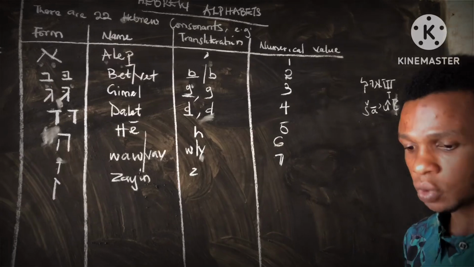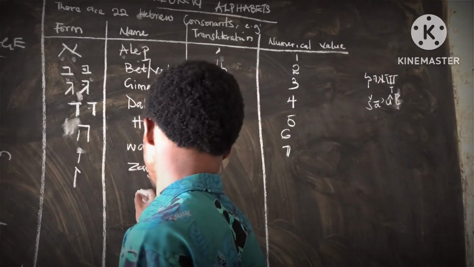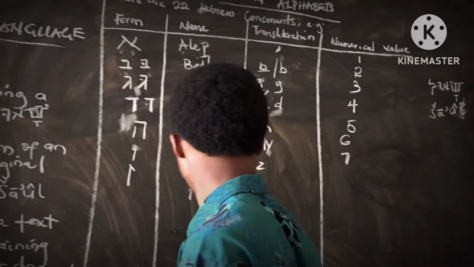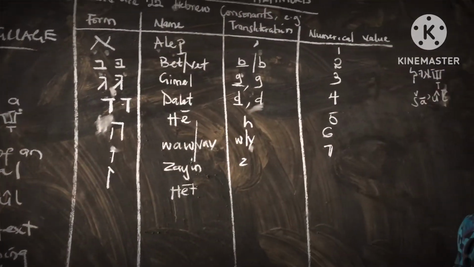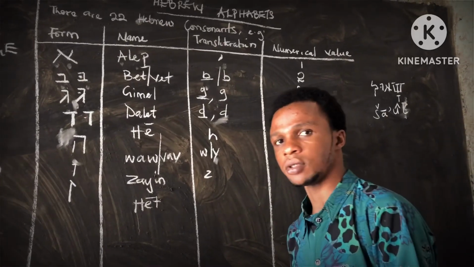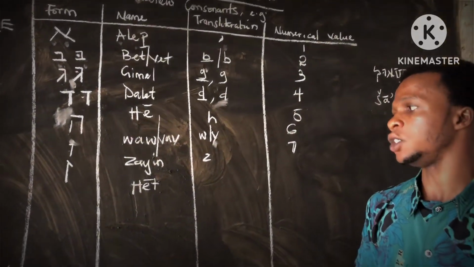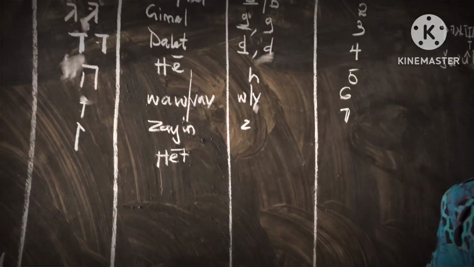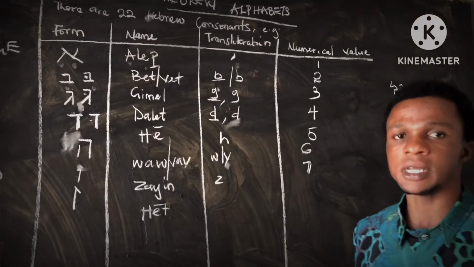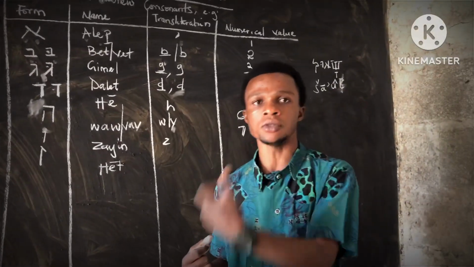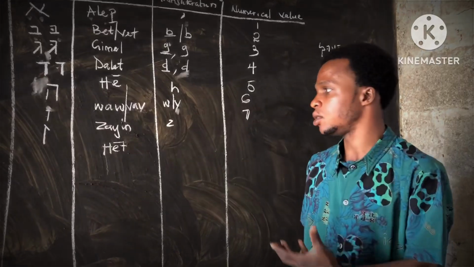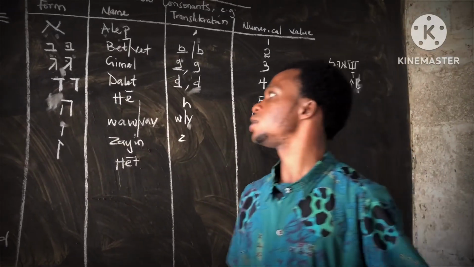The next one is what we call Het. When you pronounce this, you pronounce it using your throat. This letter is one of the guttural letters. By the time we get there, we are going to see the guttural letters. They are letters you pronounce using your throat. So we have it pronounced as Het. It is written like this.